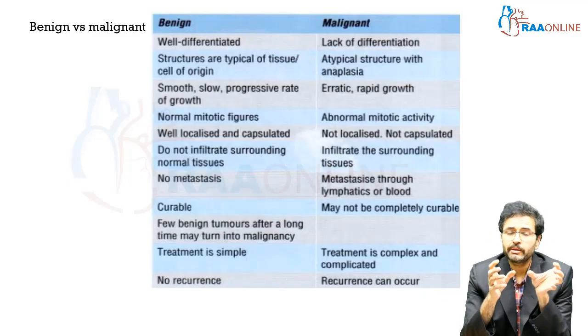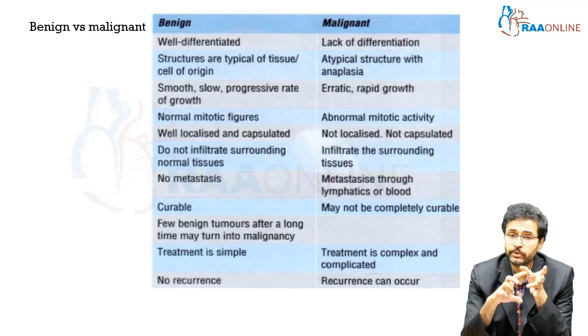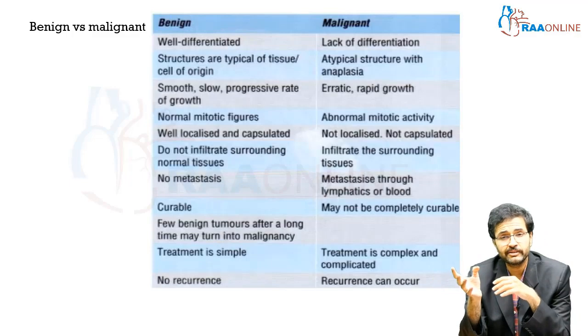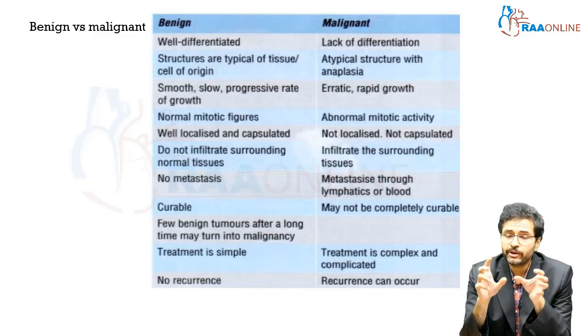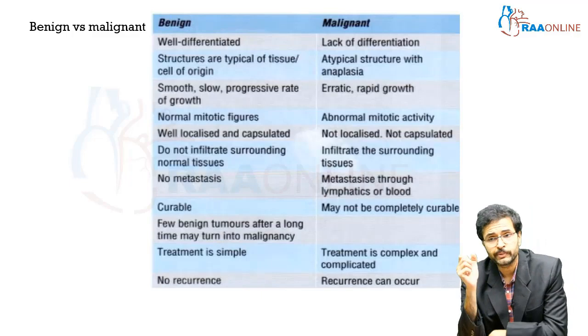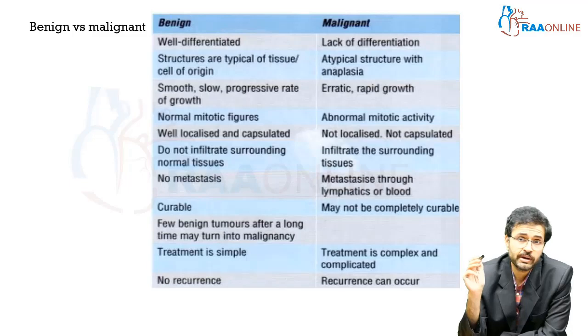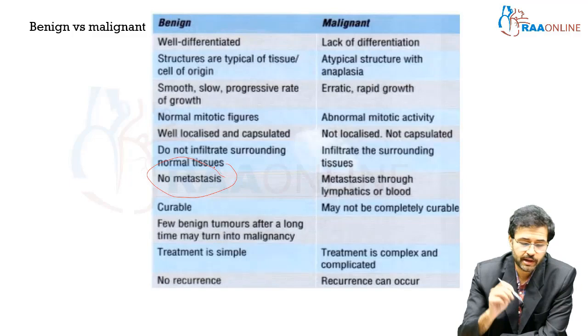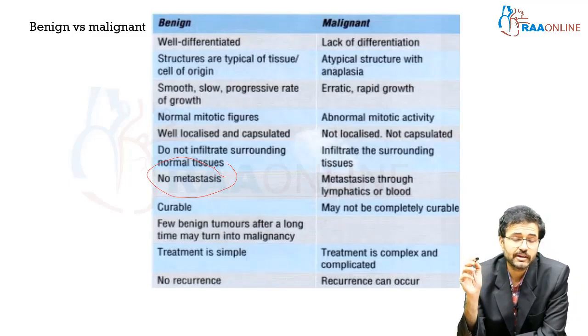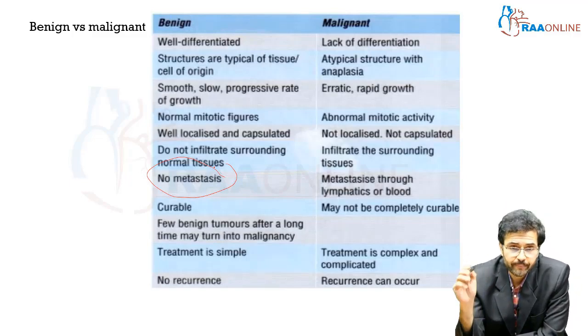The growth pattern in a benign tumor will be slow, progressive, whereas in the case of malignancy, it will be a rapid growth. Normal mitotic figures are seen in benign lesions, whereas abnormal mitotic activity is seen in malignancies. Benign lesions are usually well encapsulated and localized, whereas it may not be so in malignancy. Benign lesions do not infiltrate normal tissues, whereas infiltration is a common characteristic of a malignancy. Metastasis again is not seen in benign lesions, whereas in malignancies, the tendency to metastasize is very high.